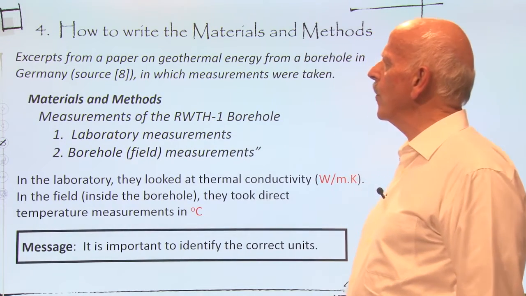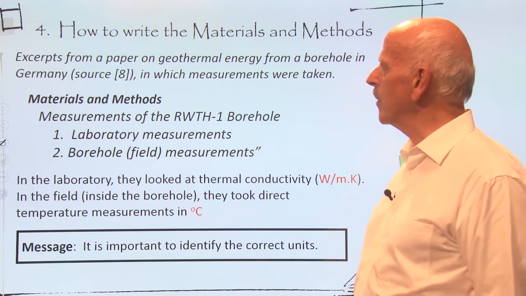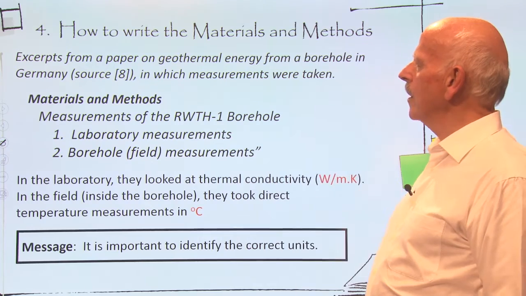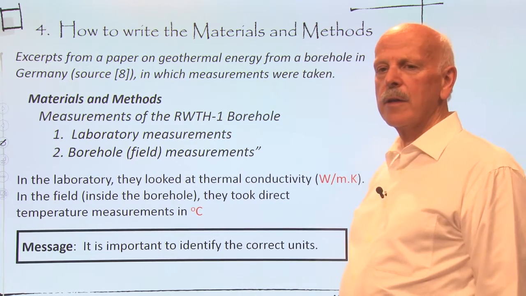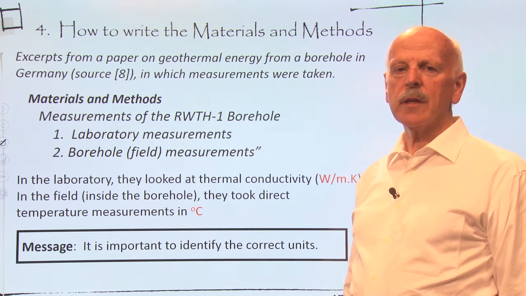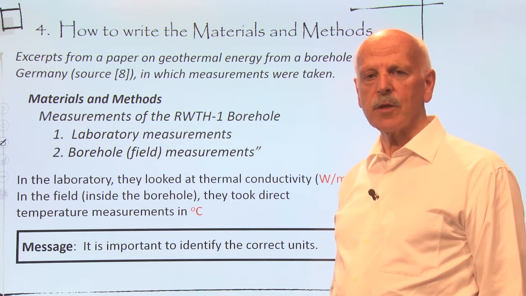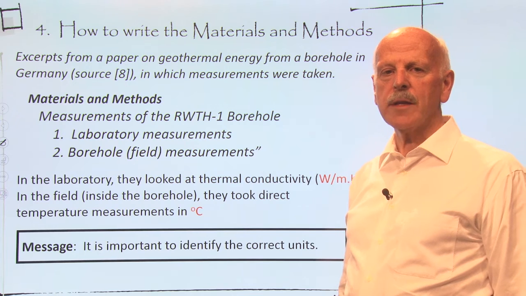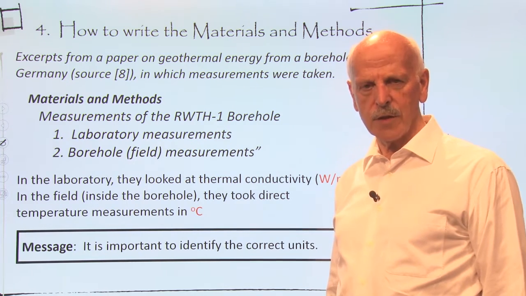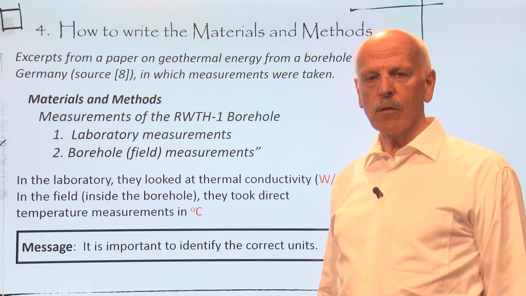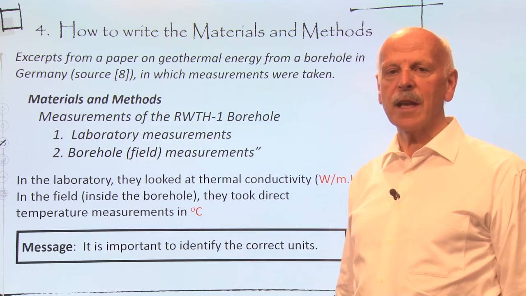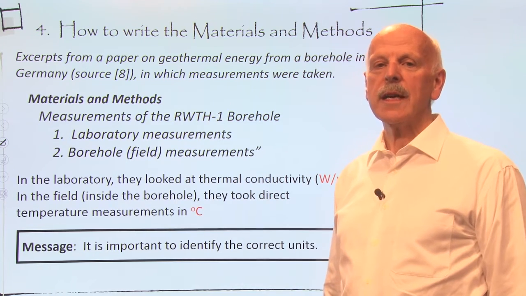So let's move on now to how we write the materials and methods section. This is an example from a paper on geothermal energy. It was written by some researchers in Germany who were trying to identify a source of geothermal energy to heat a university. They drilled a hole, or had a hole drilled, to see if they could get enough energy to heat the university.